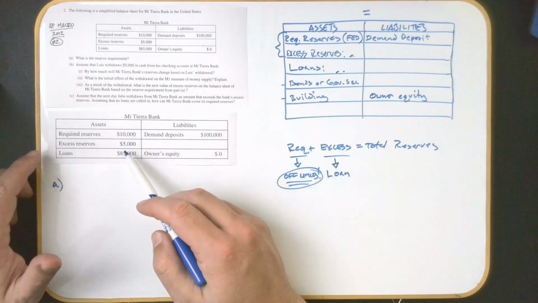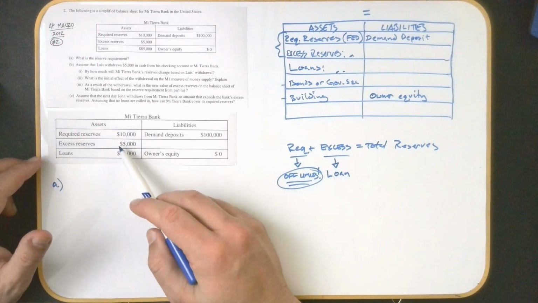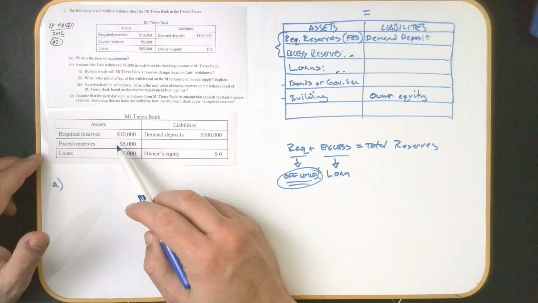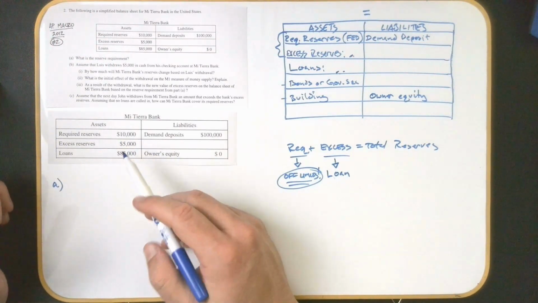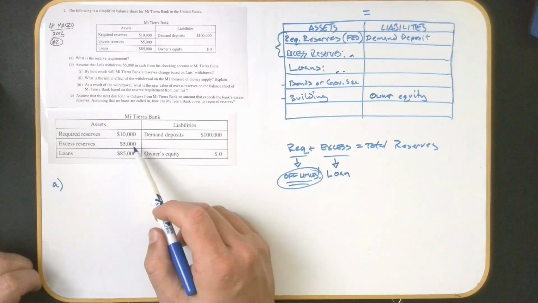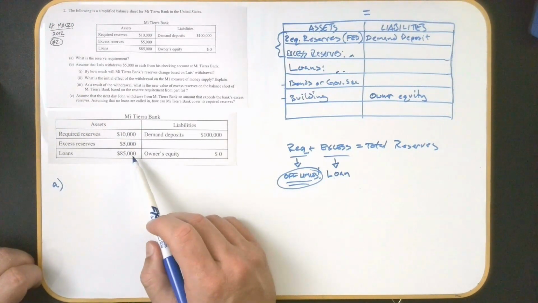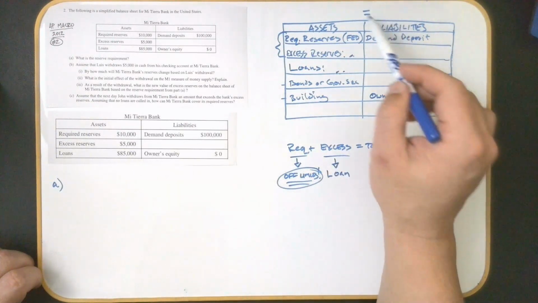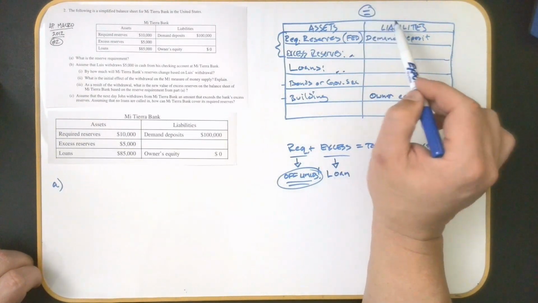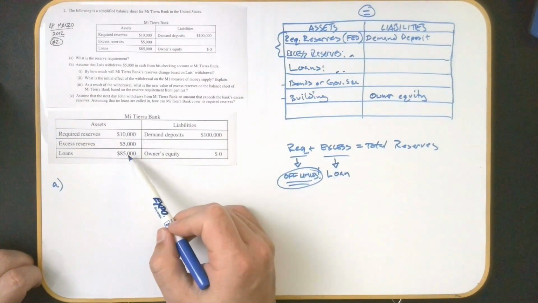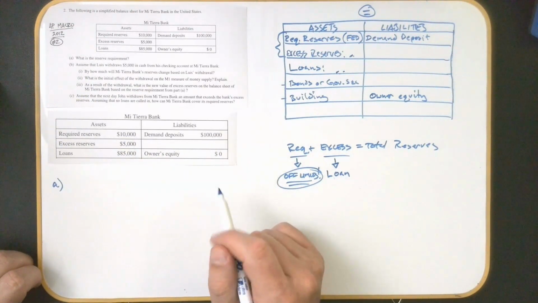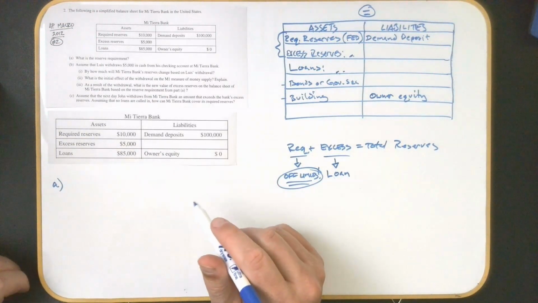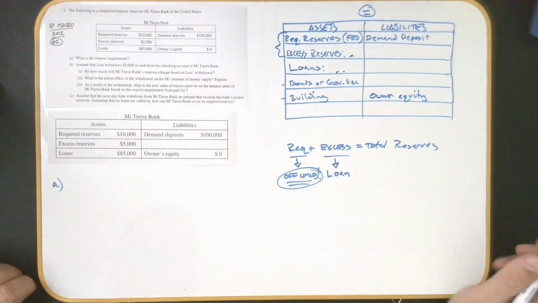Now, the excess reserves, $5,000, they still have some money they could make some loans with. So, for whatever reason, this bank owner or manager has decided not to. Maybe he's just in between making a loan, hard to say. But he has $85,000 out in loans. Now, as I said, these two sides always have to equal each other. And so, 10,000 plus 5 plus 85 is 100,000. And that's the demand deposits, and there's no equity here. All right. So, hopefully you have a feel for it. This is a fairly simple one.